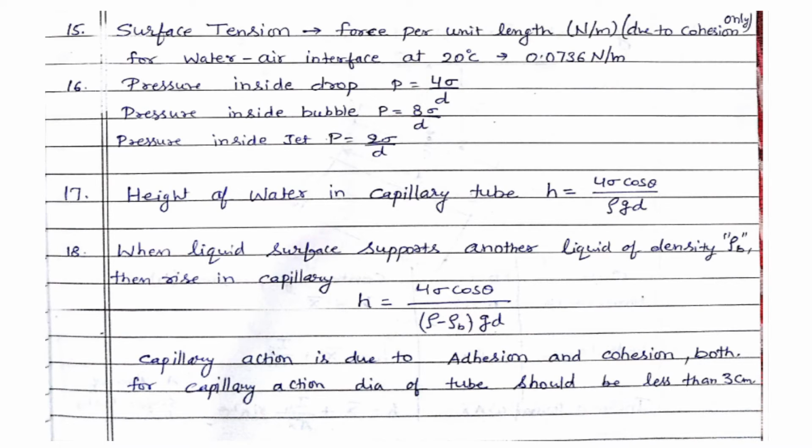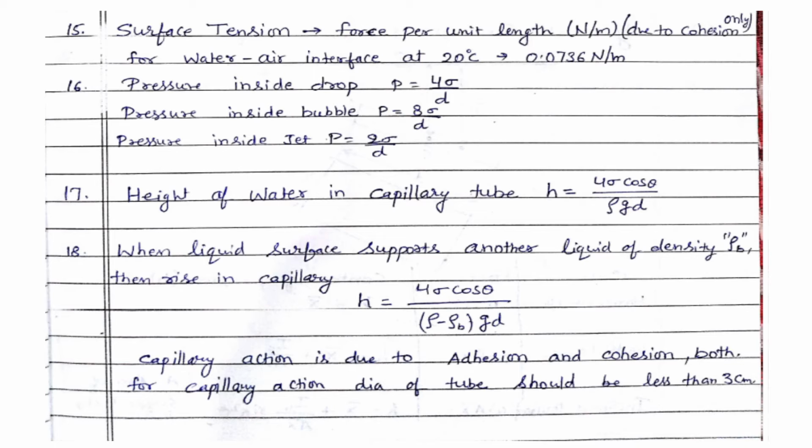Now another important property is surface tension. Surface tension can be defined mathematically as force per unit length, but it is the phenomenon of cohesion. Due to this cohesion, surface tension acts on the interface of liquid. For a water-air interface at 20 degrees Celsius, the standard value of surface tension is 0.0736 Newton per meter.